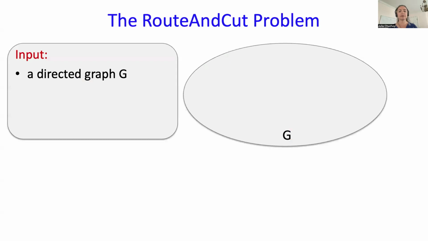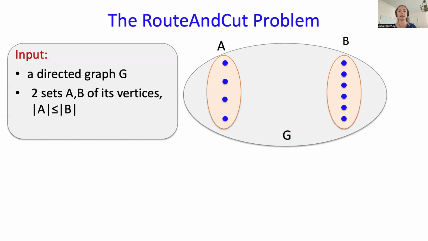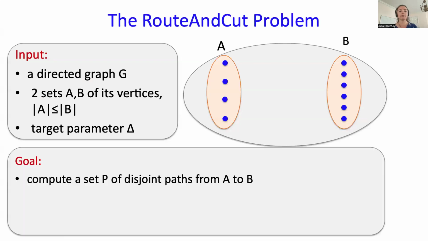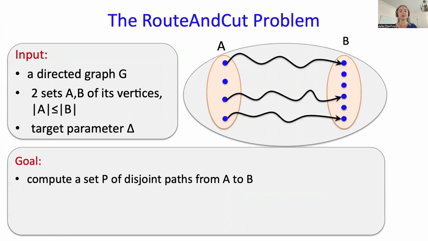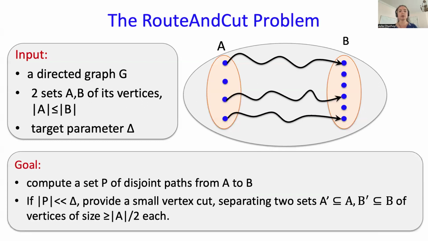So we are given a directed graph, and we are given two sets, A and B, of its vertices. And we want to route vertices of A to vertices of B. And we are also given some target parameter delta. So what we need to do is compute a collection of paths that connect vertices of A to vertices of B. And these paths have to be completely disjoint. If we manage to compute close to delta such paths, then we are happy.